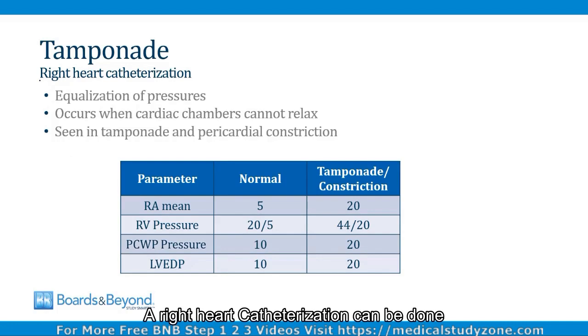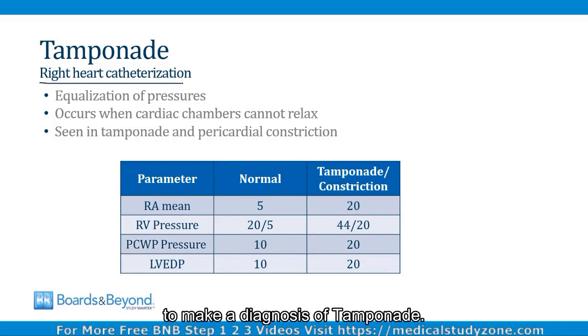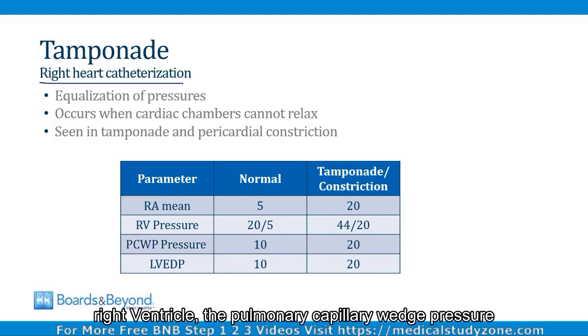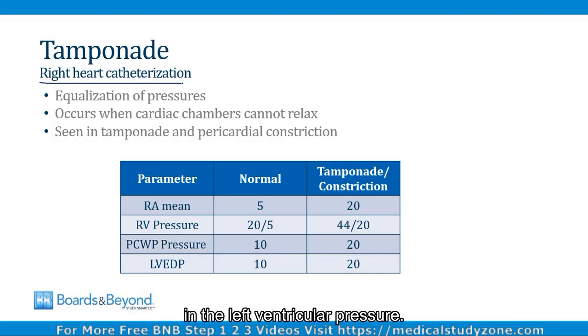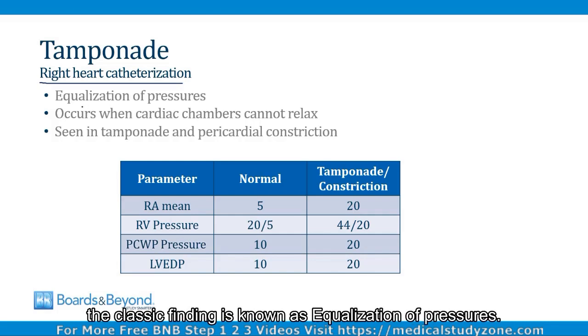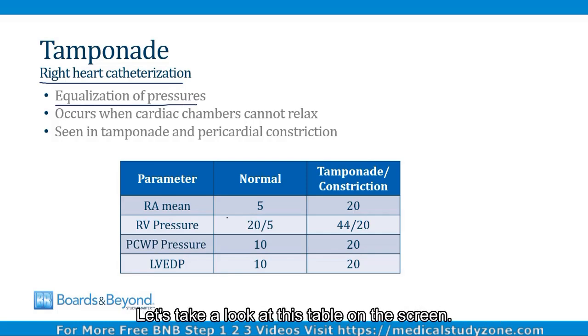A right heart catheterization can be done to make a diagnosis of tamponade. This isn't often done because right heart catheterization is invasive. But when it is done, what right heart catheterization allows you to do is measure the pressure in the right atrium, the right ventricle, the pulmonary capillary wedge pressure, and the left ventricular pressure. And if you do this in patients with tamponade, the classic finding is known as equalization of pressures. Let's take a look at this table on the screen.